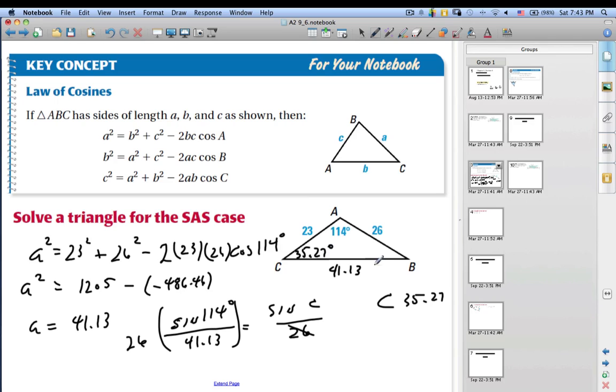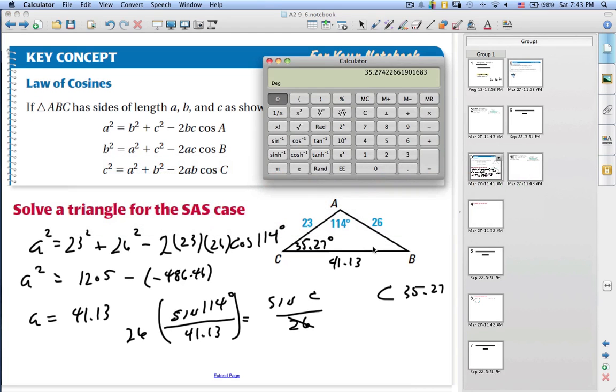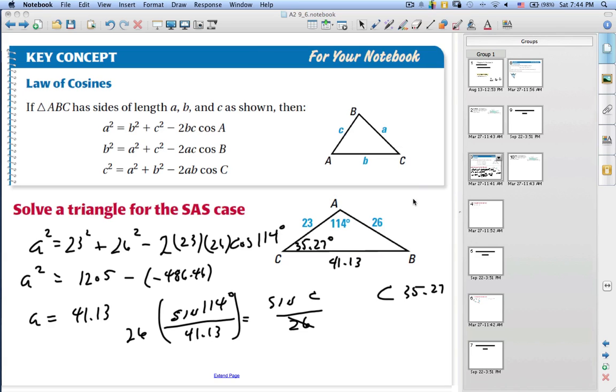Now, I don't really have to do this again. I know that my angles are going to add up to be 180. So all I have to do now is take 180 minus 114 minus 35.27, and I find that B is 30.73.